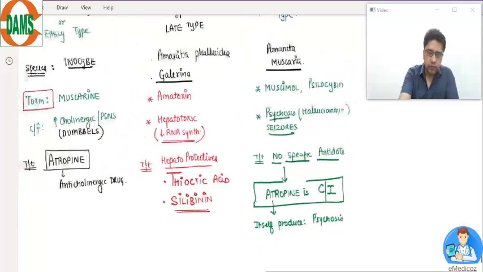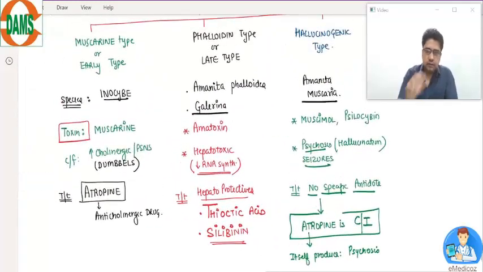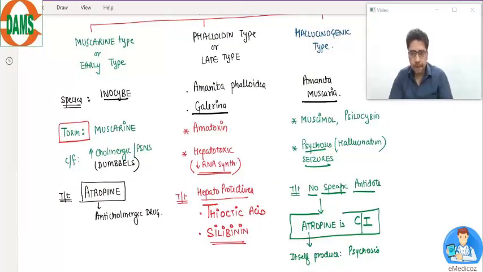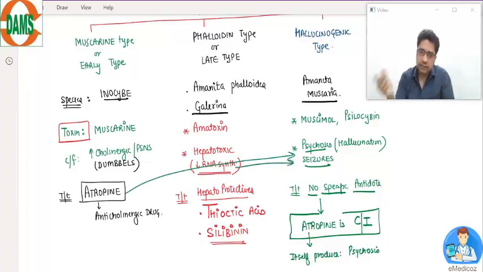So I hope you have understood the mushroom poisoning. So this is all about mushroom poisoning. Make it in a tabular form. Remember, because atropine itself produces the same symptoms of psychosis, hallucination, delirium, etc., which I will be telling you.